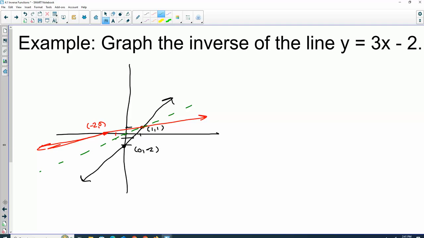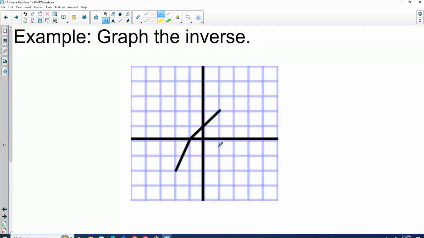So let's graph one more. So here's a graph. I want the inverse. So we're just going to take some points. This is the point 1, 2. So where would that go? 2, 1. Here's the point 0, 1. So that would go to 1, 0. -1, 0 will go to 0, -1. There's that. -2, -2 would stay at -2, -2. So our inverse would look like that.